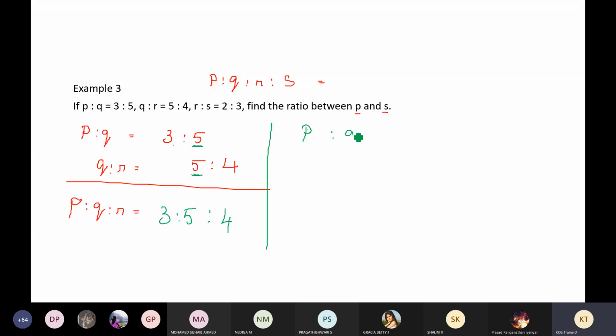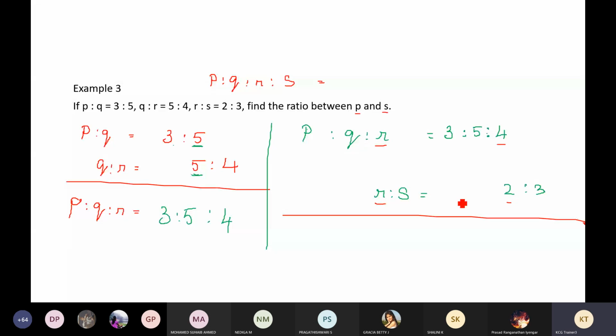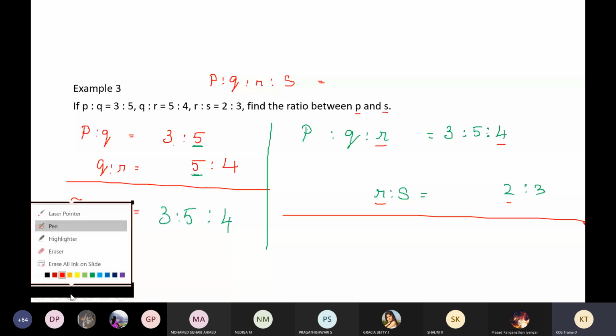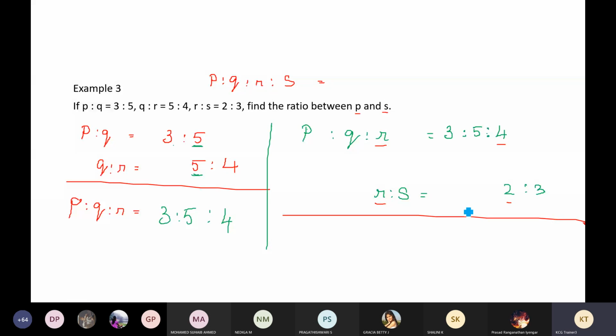So P is to Q is to R is equal to 3 is to 5 is to 4. R is to S is equal to 2 is to 3. Now, what is common in both? R is common in both, but are they same in both? No, this is 4 and this is 2. So what do I do then? I have to make it same. How do I make it same?